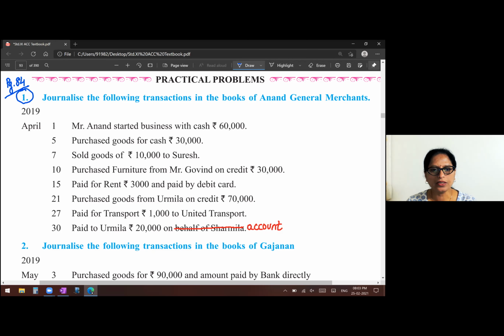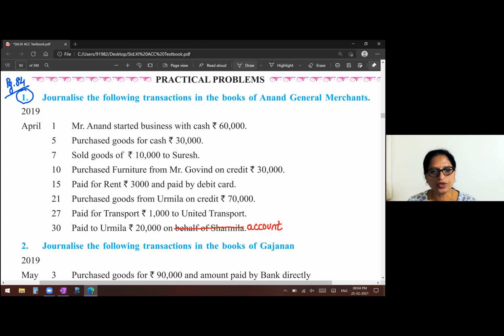Journalize the following transactions in the books of Anand General Merchants. They've given you the year 2019 and these transactions are for the month of April. So you can see the different dates are there. On the first, Mr. Anand started business with cash rupees 60,000. Fifth, purchase goods for cash rupees 30,000. This is a purchase transaction. 7, sold goods of rupees 10,000 to Suresh, sales transaction.